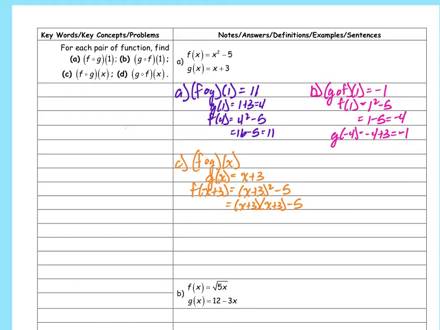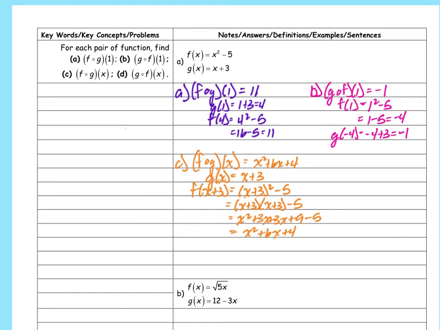And then you FOIL or distribute twice, or whatever the language is that your teacher taught you when you were learning how to multiply out binomials, right? So I get x times x is x squared, and x times 3 is 3x, and 3 times x is 3x, and 3 times 3 is 9, and then minus 5. And if I combine all my like terms together, I'm going to get x squared plus 6x plus 4. So this is x squared plus 6x plus 4. Okay? Questions on that one?